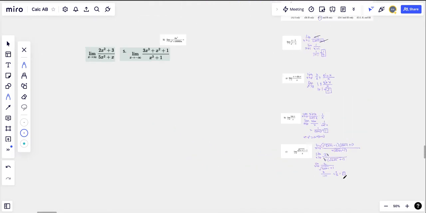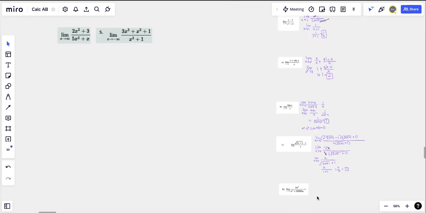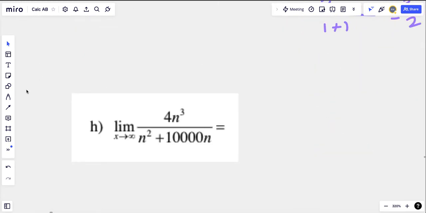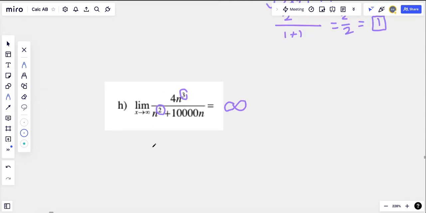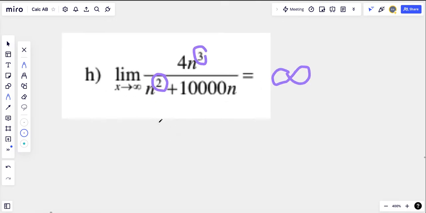Next one. So this one is an infinite limit question. So you can instantly get the answer and say that this is infinity by just comparing the degrees. But if you want to do it the long way, you can also do it because sometimes your teachers require that. So if you're to do it the long way, it would look like this.